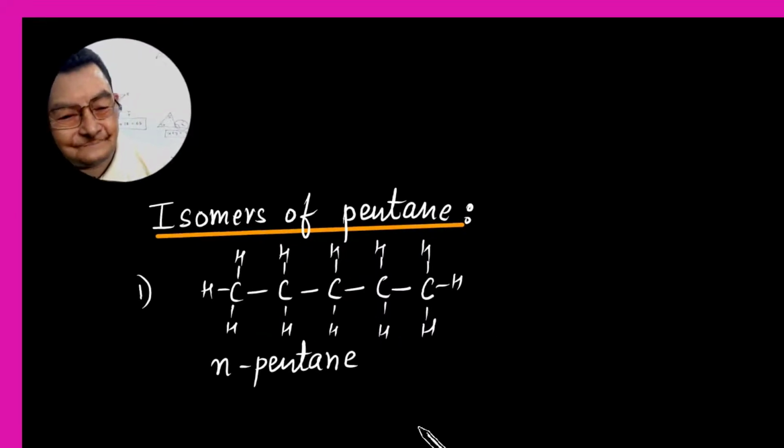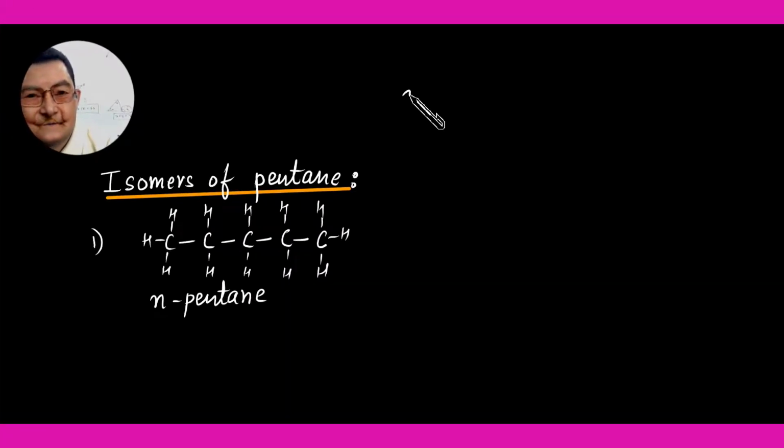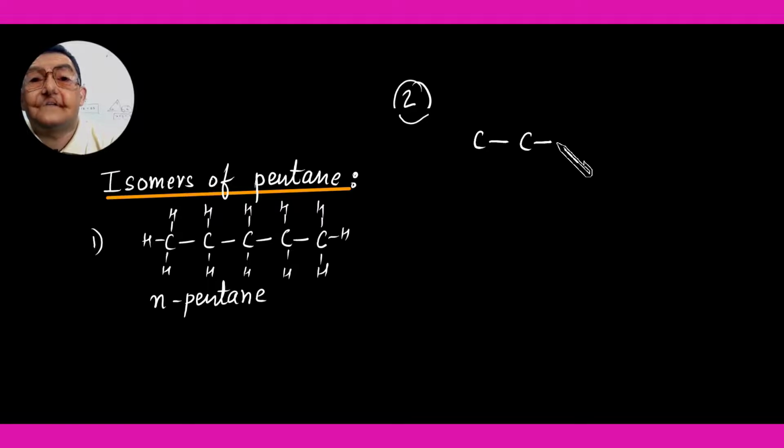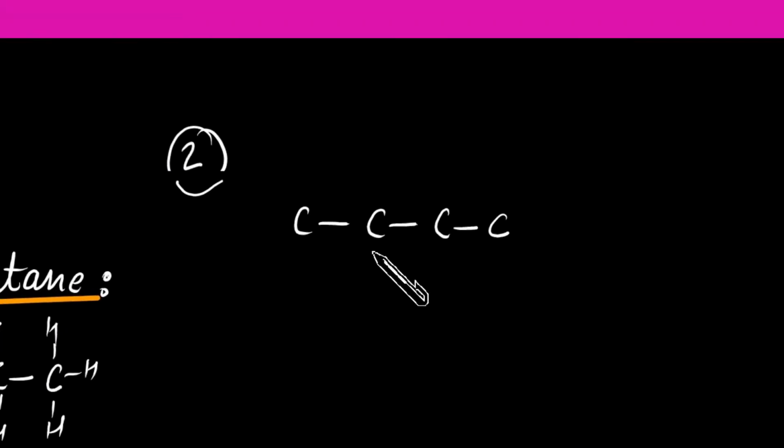Now the next one. Let's try drawing the second one. Okay, we can have it like this. Now we are taking 4 carbons in a straight line and then putting the last one. You can put it over here or here, they are the same. Okay, so this way. And let us complete the valencies.